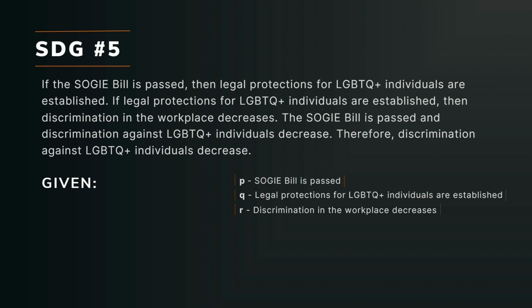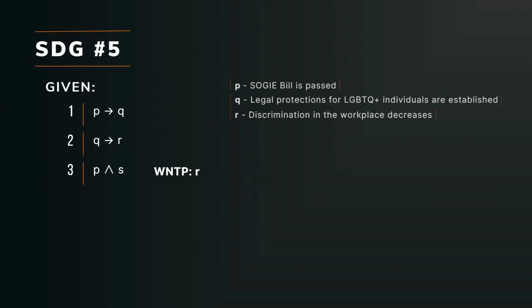First we have if P then Q, which is based on our first hypothesis. If Q then R, based on our second hypothesis. And the last one is P and S, which represents our third hypothesis. And we need to prove R, which is our conclusion in the statement. Since we now have our givens and have translated them into variable form, we can now prove R. Using simplification on P and S, we isolate P.